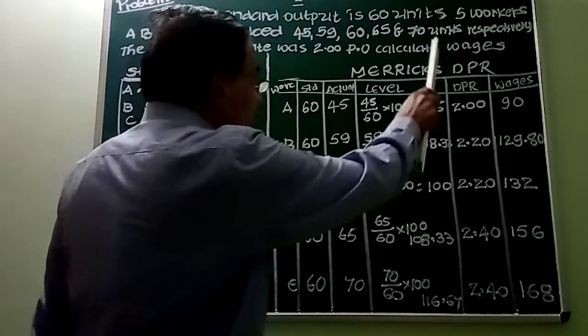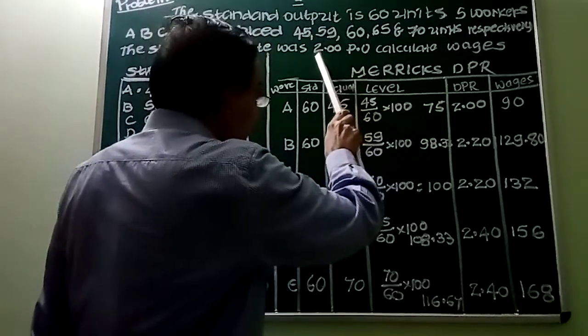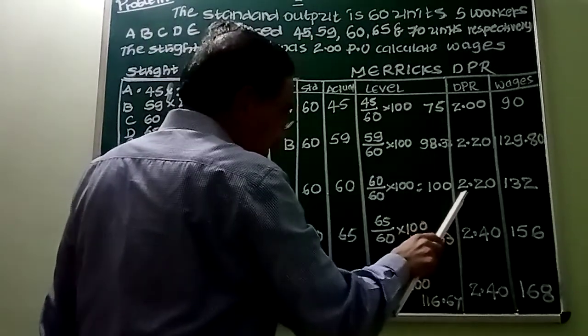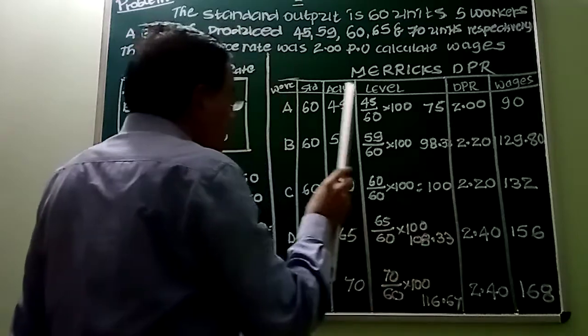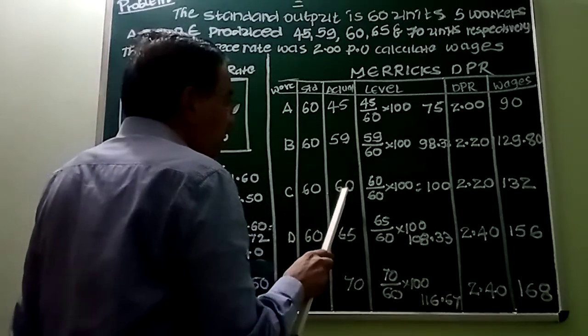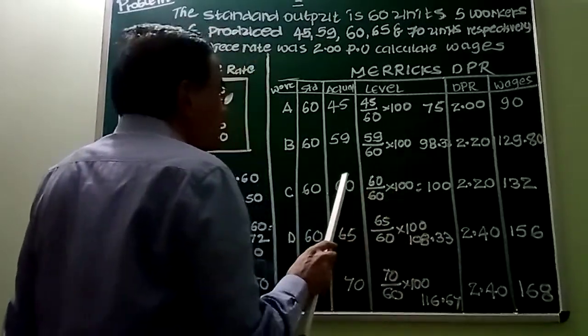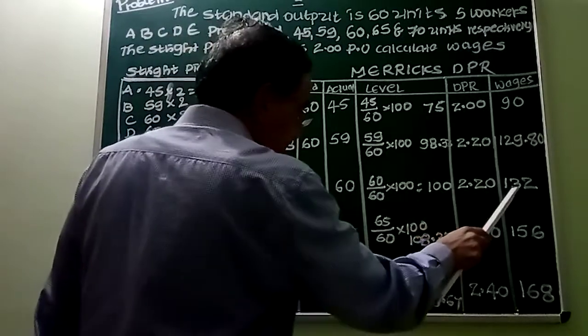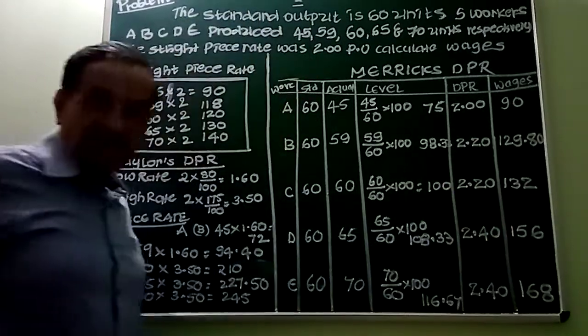So ordinary piece rate here is 2 rupees. So 2 rupees plus 20 paisa put together is 2 rupees 20 paisa. So you multiply actual production with differential piece rate. So 60 into 2 rupees 20 paisa is equal to 130 rupees.